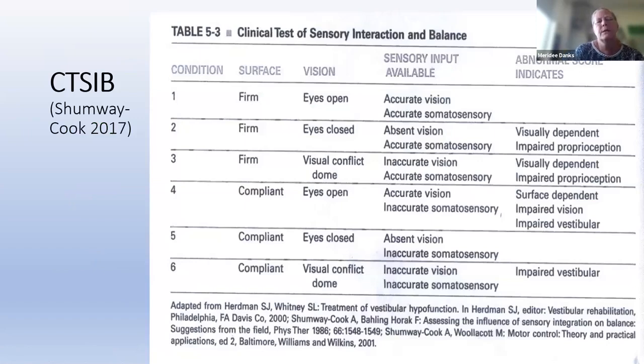So the clinical test of sensory integration and balance has you do 6 different activities. The first 3 are standing on a solid surface, standing on the ground. They change the vision for eyes open, and then they do eyes closed. That's our classic Romberg test.